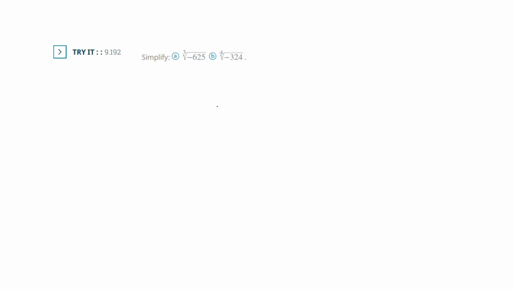Okay, more of the same. You can't do this even one, but you can do this one. Pretty sure that's right. So you can bring out a 5, but it's going to be a negative 5 because it's allowed to be done, but you'd have a 3 left on the inside.